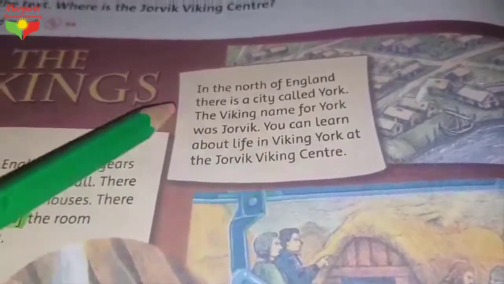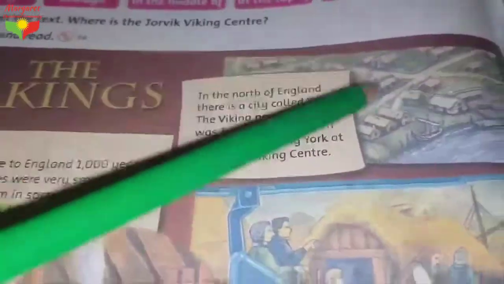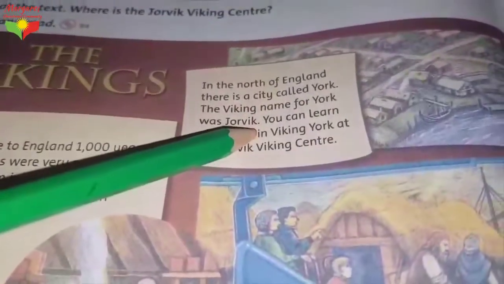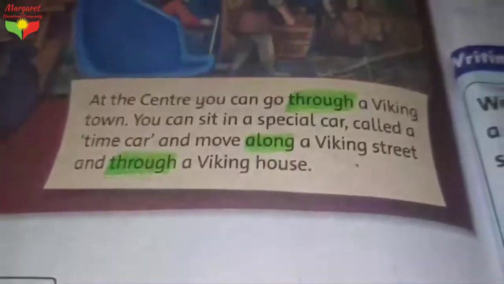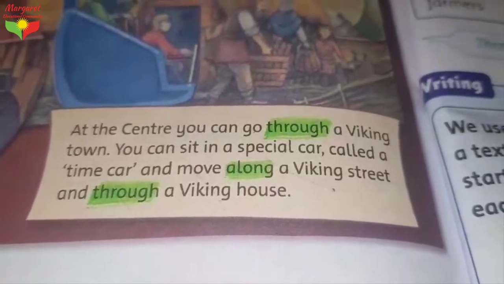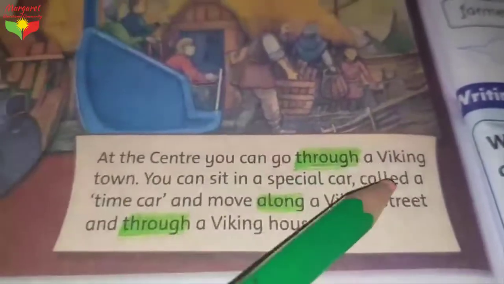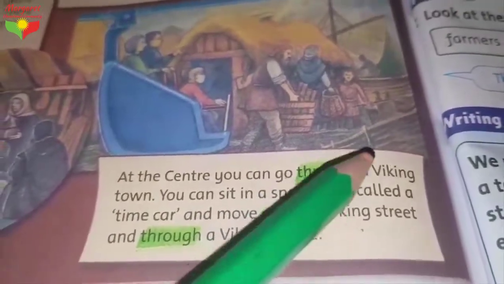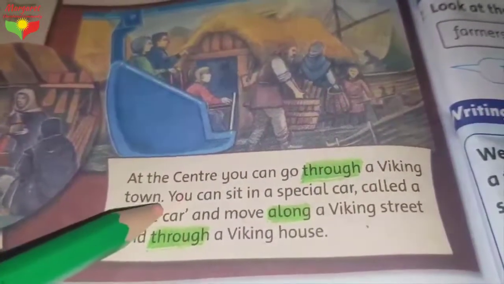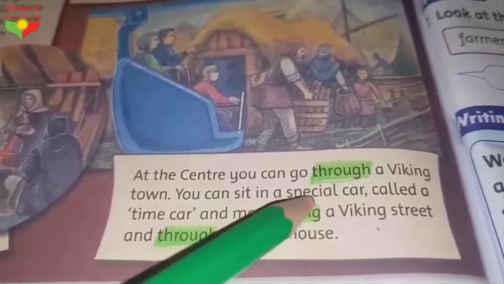Okay? Here in this piece of writing, in this part, we don't have any preposition. So that's why I didn't highlight anything here. Last part, at the center, you can go through. You see, we have through, another preposition. You can go through a Viking town. You can sit in a special car.